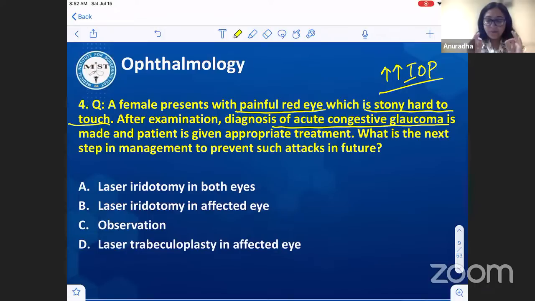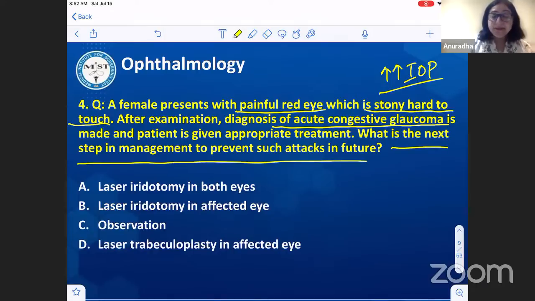The patient is given appropriate treatment. You have to control the acute congestive glaucoma. That's an emergency condition. Now, what is the next step in the management to prevent such attacks in future? A person who is prone to angle closure can develop frequent attacks of acute congestive glaucoma. So you should do something to prevent such attacks. Let's go through the choices. Laser iridotomy in both eyes. Laser iridotomy in affected eye. Observation. Laser trabeculoplasty in the affected eye.